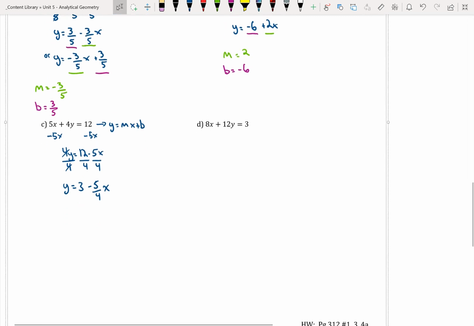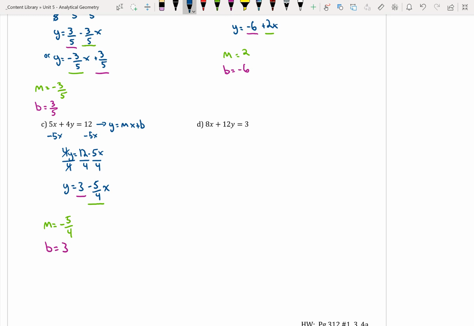Now I can get my slope and my y-intercept. Again, the slope is the number that's being multiplied by the x. So my slope, or m, is negative 5 over 4. I don't want to forget that negative out front. And b is 3, or the constant.